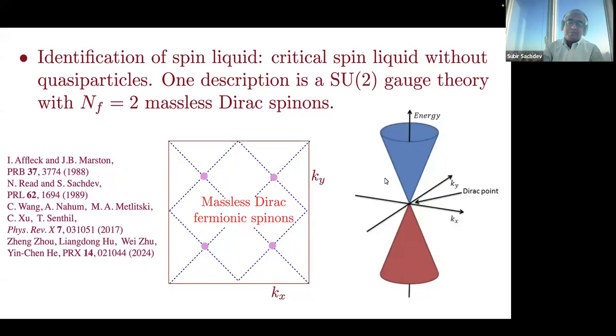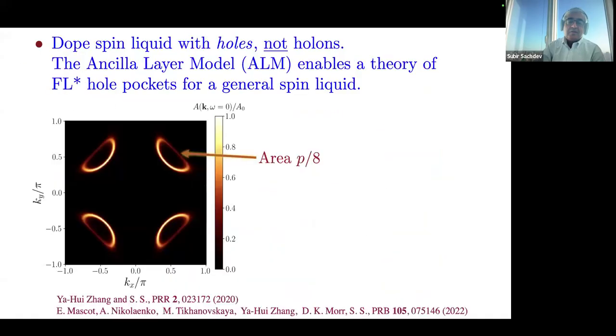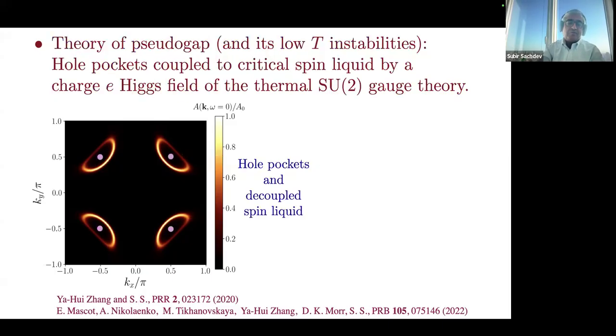So this is the theory that we really have to apply to the cuprates, and that's what we've been working on in recent years. So in particular, there's a theory for FL star in a single band model, which is something we call the ancilla layer model, which I will not talk about, which was introduced in this paper with Yahui Zhang. And that gives you these pockets of area p over 8 to begin with. But then it also gives you this background spin liquid of Affleck and Marston, which has these 4 nodal points. And that's the starting point.